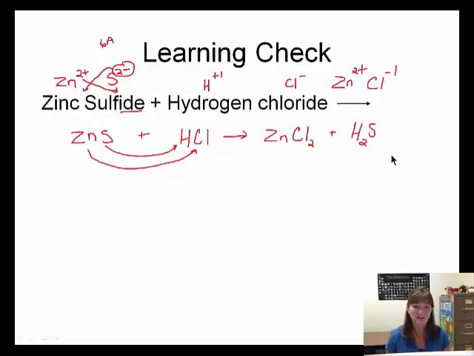Now I need to go and balance. Okay, so it looks like my zincs are balanced. 1 zinc on the left, 1 zinc on the right. 1 sulfur on the left, 1 sulfur on the right. Hydrogen, I only have 1 hydrogen on the left, but I have 2 hydrogens on the right. So I'm going to put a 2 in front of my hydrogen chloride. And then 2 chlorines on the left, 2 chlorines on the right. So I am balanced now.